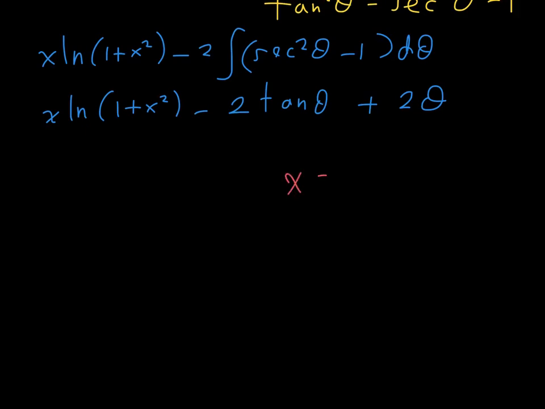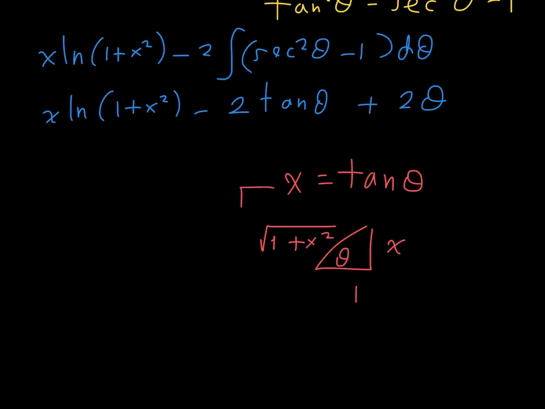We said x is equal to tan of theta. So again, we have this reference triangle. We made it earlier. So if this is theta, then this is x and this is 1. This is the square root of 1 plus x squared. Furthermore, this statement right here implies that theta is equal to inverse tangent of x. Okay, so let's fill this in.